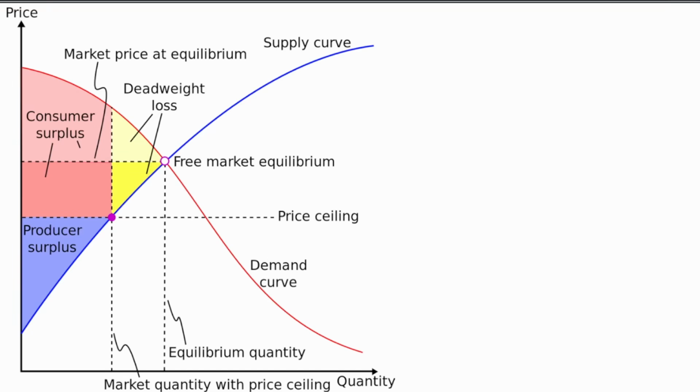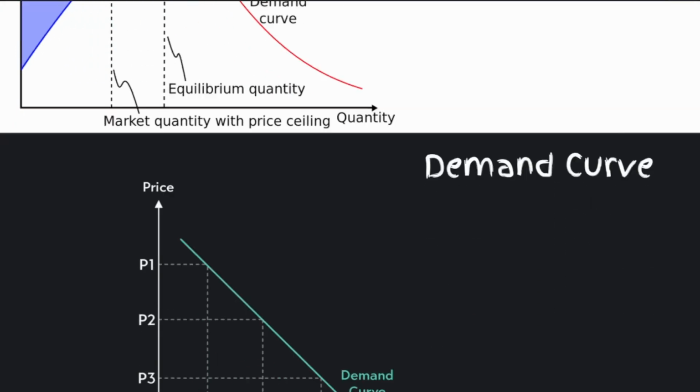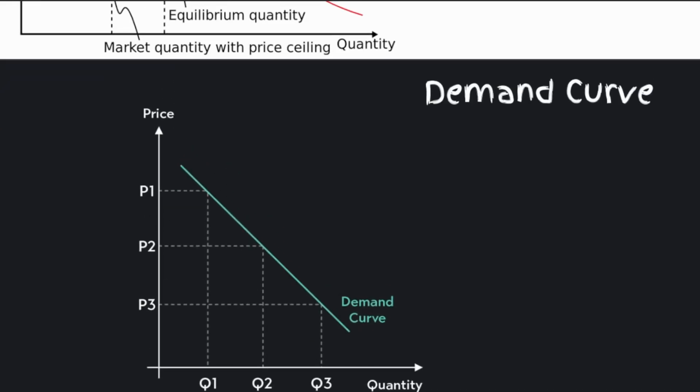So let's understand this graph first. A few things we'll understand in this graph, and then move to the next graph, which will break down this graph into other things. Let's understand the demand curve first. So what is the demand curve? The demand curve is basically a curve that shows us the nature of demand.